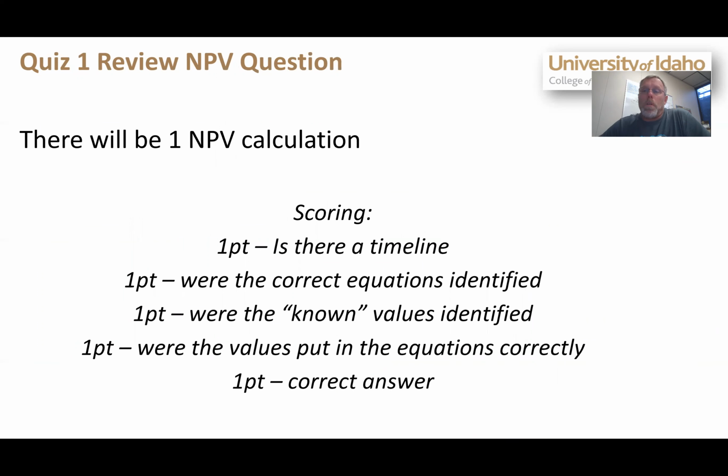When we get to the part where we have the NPV question, I'm going to grade it on 5 points, and there needs to be a timeline. You get a point for having a timeline. I say that every year, and every year people don't put timelines down. How can I give you partial credit if you don't put a timeline down?